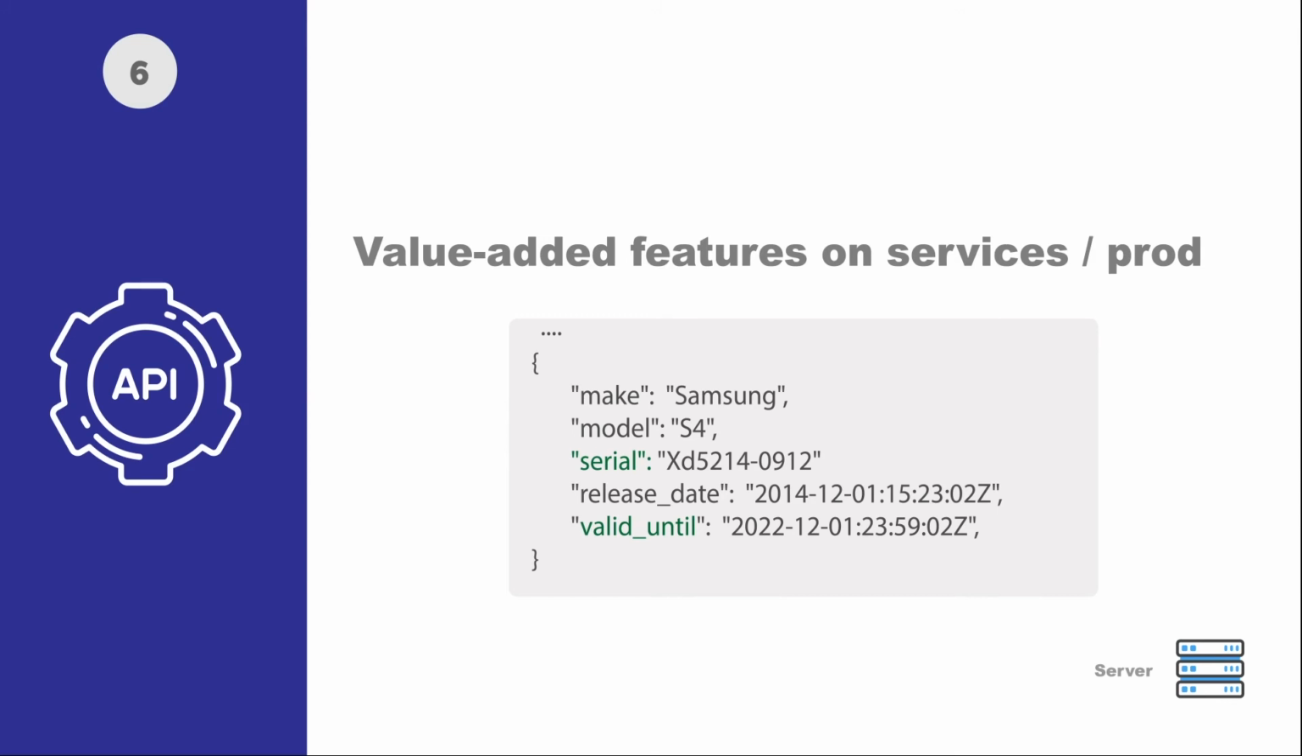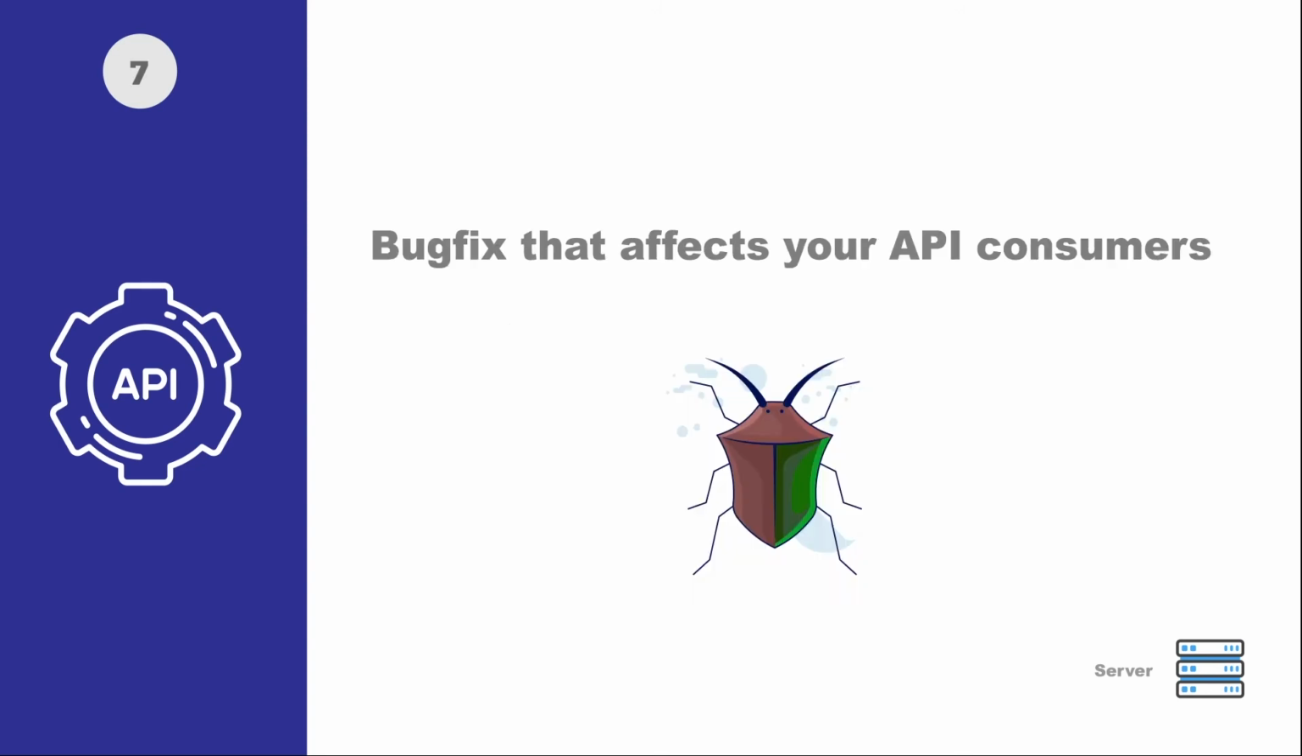So in this case, if the valid until field makes sense of bringing value in the application, we can say that the valid until and the serial number are value added features or value added information. They can bring something on the front end in terms of data. So every time there is a value added feature on the services, on the endpoint, we should consider also versioning our REST API.